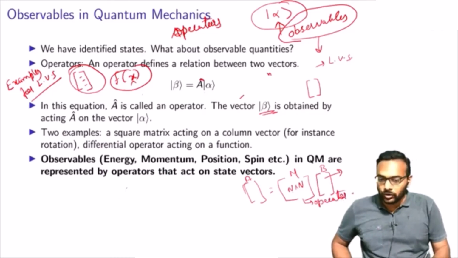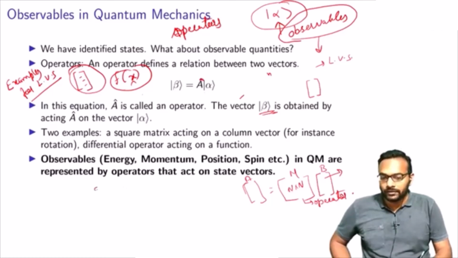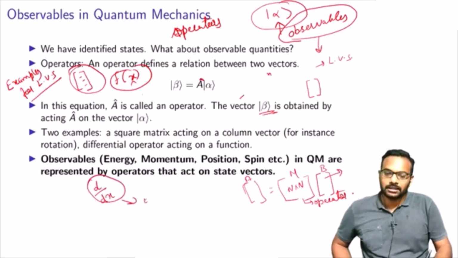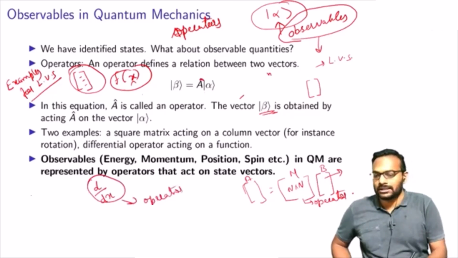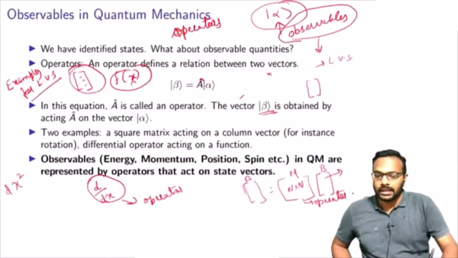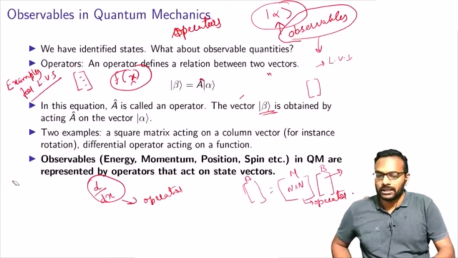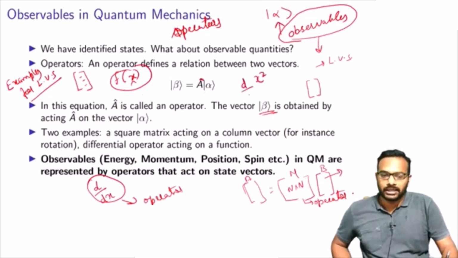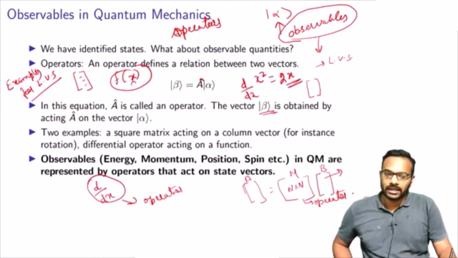Okay, in the case of complex functions, you know that differentiation is an example of an operator. Why? If you take some function, let's say x square, and act an operator on it, a complex function or a real function, and do d by dx, you will see that you get a different function of x, which is 2x. Am I right? You see that x square is a different function from 2x.